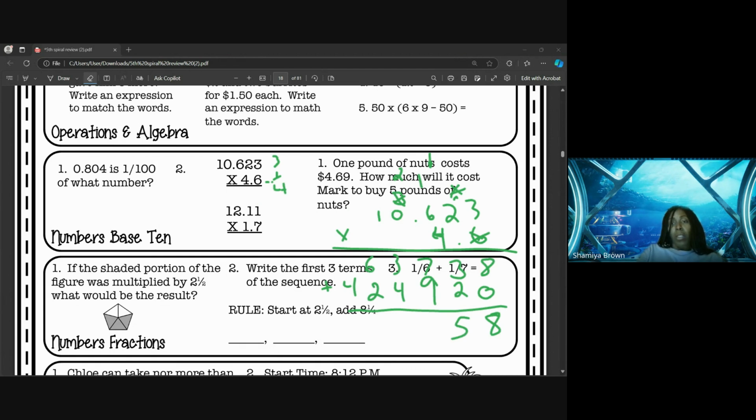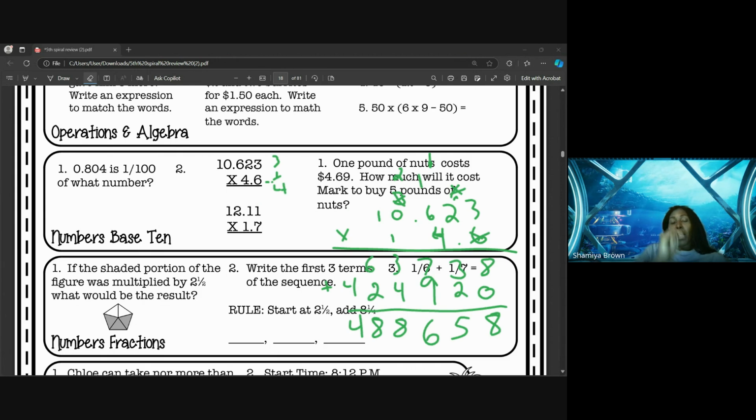5, 7 plus 9 is 16. Put my 6, carry my 1. 1 plus 3 plus 4 is 8. 6 plus 2 is 8. Then bring down my 4, because I don't have anything to add with that.